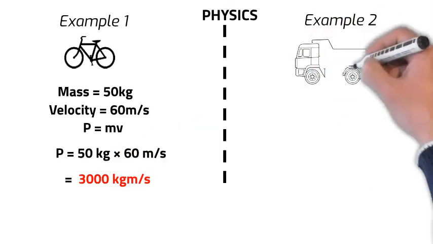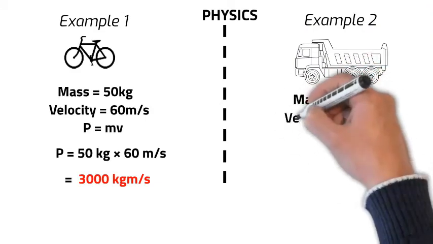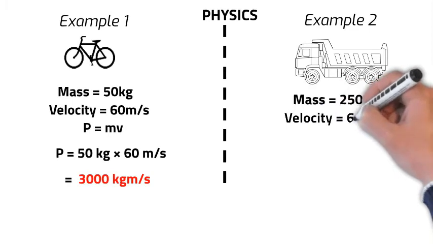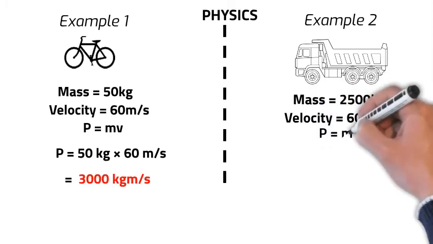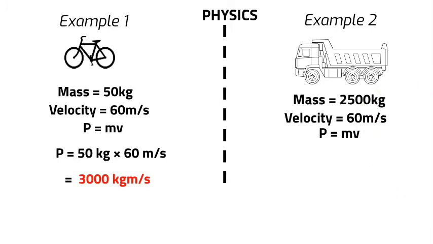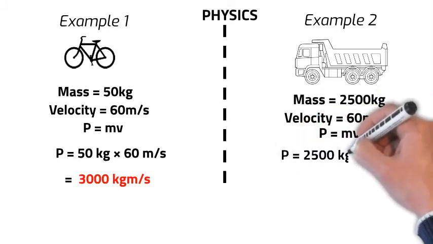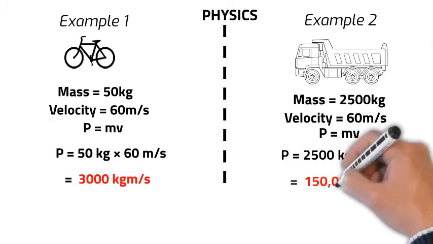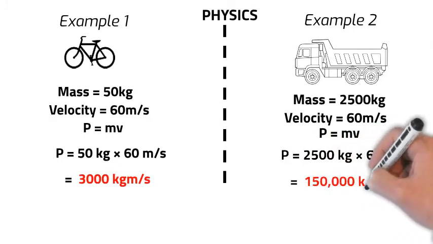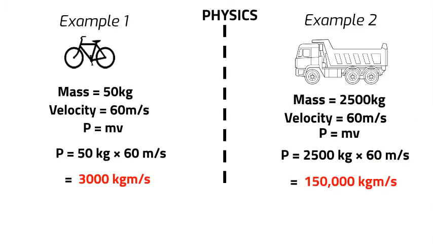In example 2, mass of the truck is 2500 kg. Velocity v is 60 m/s. We know momentum P is equal to mass m into velocity v. Here, mass is 2500 kg multiplied by 60 m/s. Hence, the momentum of the truck is 150,000 kg m/s.